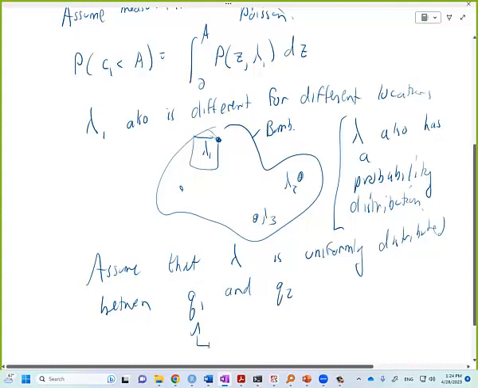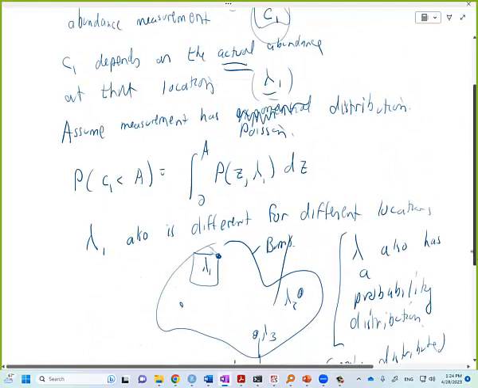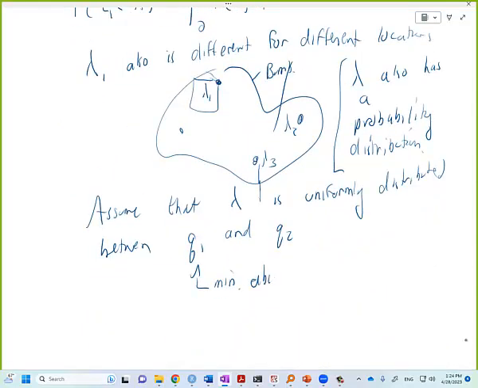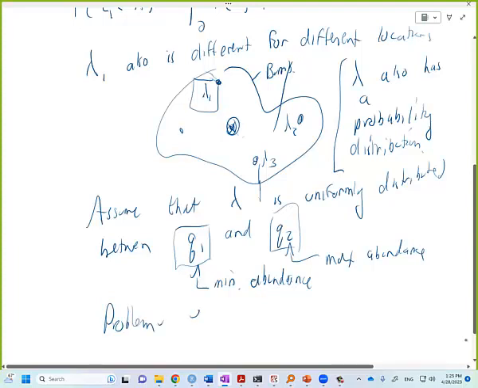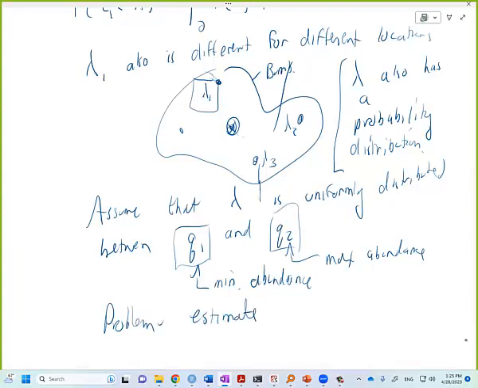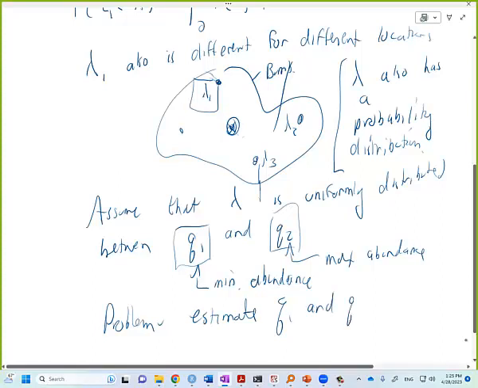So this would be the minimum abundance, and this is the maximum abundance. If I pick a location here, I don't know what lambda is, but I know it's between this number and this number. So the problem is to estimate Q1 and Q2 from the data.